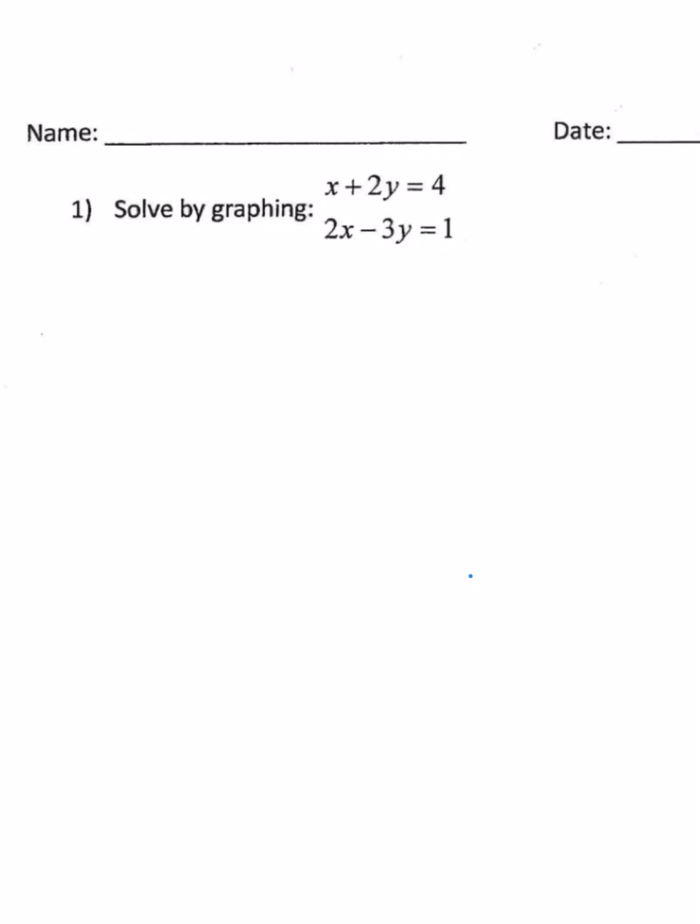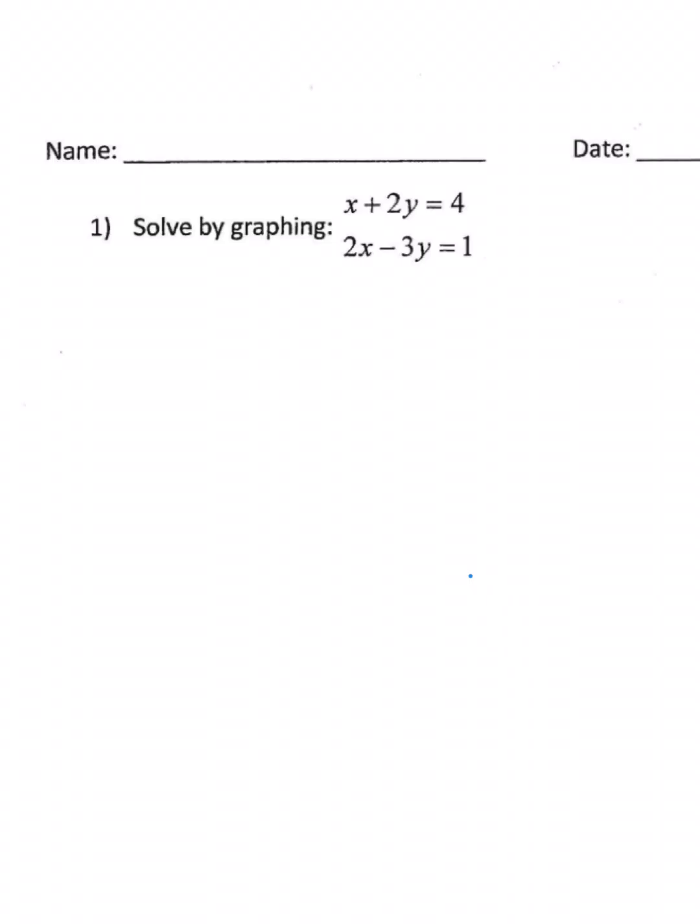Number 1 asks us to solve by graphing. Looking at the two equations given, they're in standard form, and your graphing calculator does not know what to do with that, so we need to rearrange it to put it into y is equal to mx plus b form.